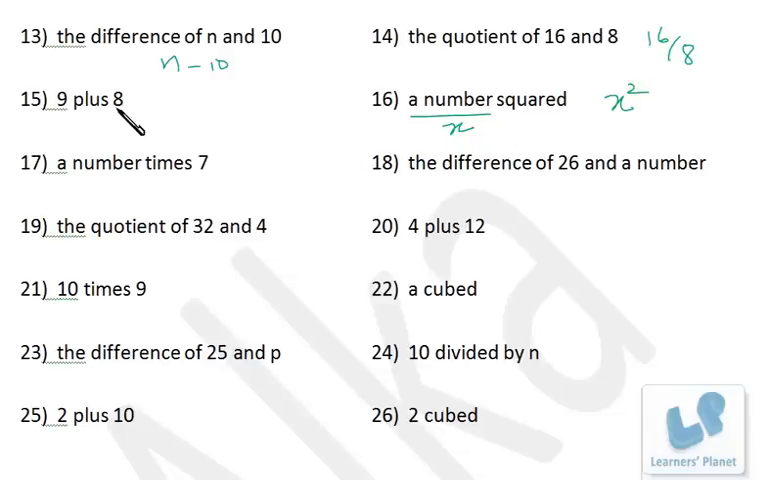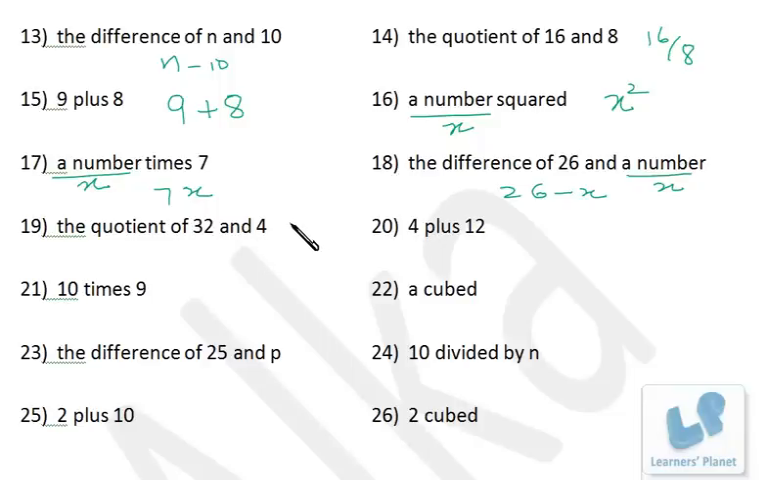9 plus 8. A number times 7. Times means multiplication. A number means variable. So it is 7 multiplied by x, and we write it as 7x. The difference of 26 and a number. A number you don't know, take it as x. Difference of 26 and x, so it is 26 minus x.